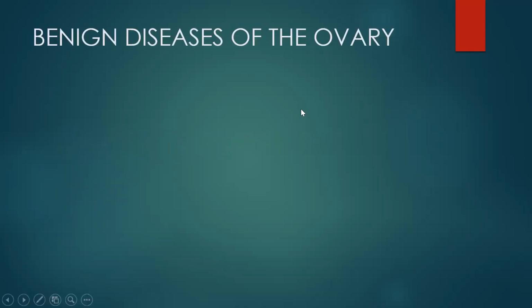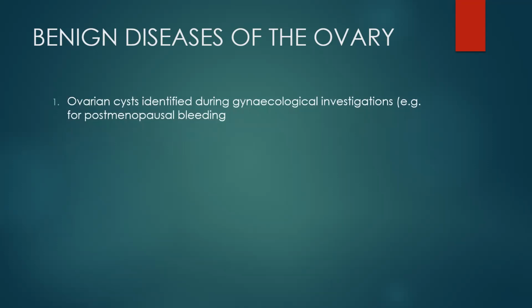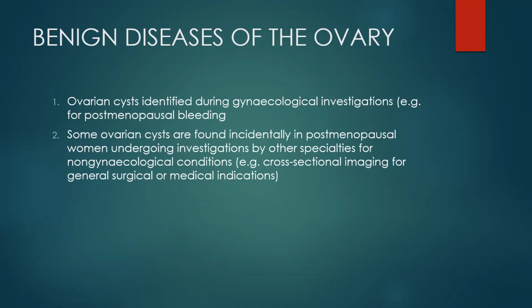So benign disease of the ovary, ovarian cyst identified during gynecological investigation, for example, for postmenopausal bleeding, because I have mentioned in the ovarian cyst in the premenopausal and postmenopausal women, these cysts generally do not cause any specific symptoms. They can be identified because of some gynecological investigation due to some other cause, like postmenopausal bleeding, or they can be identified in some non-gynecological investigation, like investigation for appendicitis, pancreatitis, or they can present as ovarian torsion or rupture. So one way is this, and second is some ovarian cysts are found incidentally in the postmenopausal woman undergoing investigation by other specialties for non-gynecological conditions, for example, cross-sectional imaging for a general surgeon, or medical indications.